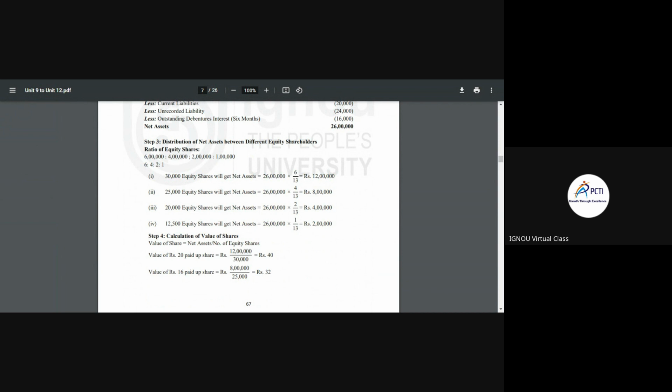So our fourth step will be calculation of net value of shares. So the value of share is equal to 12 lakh divided by 30,000, equal to rupees 40. Then the value of rupees 16 paid up share is equal to 8 lakh divided by 25,000, equal to 32.